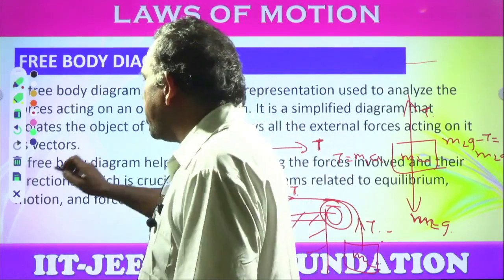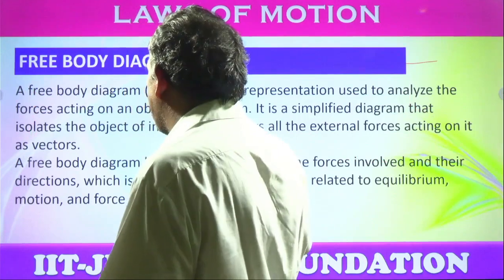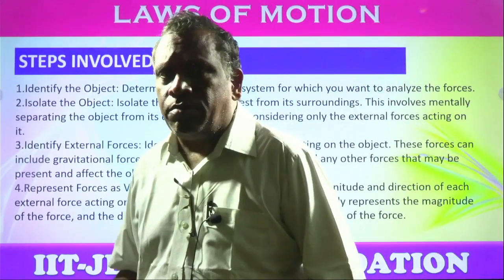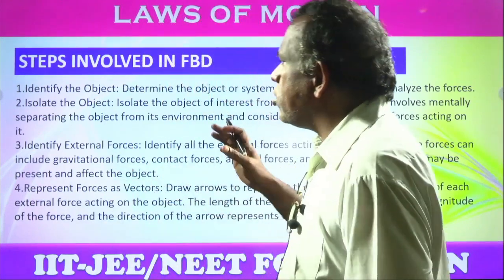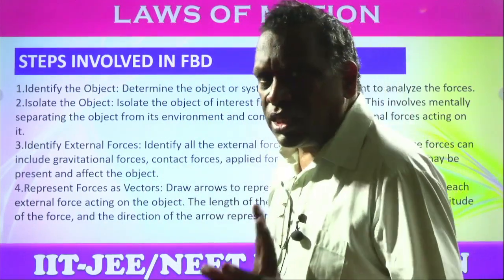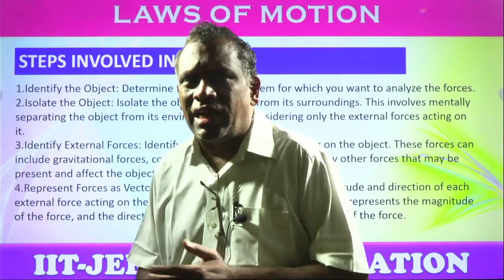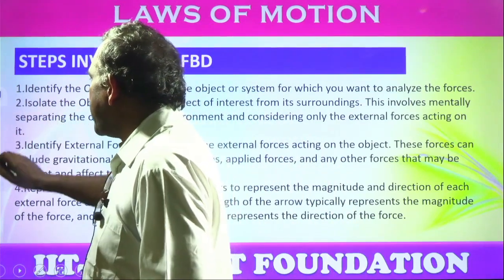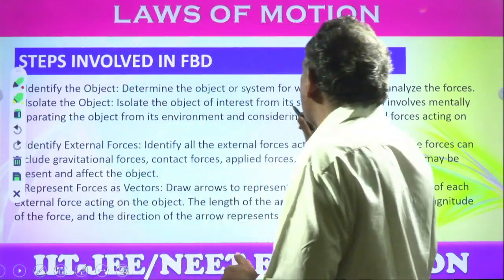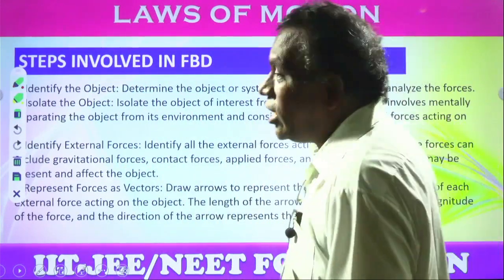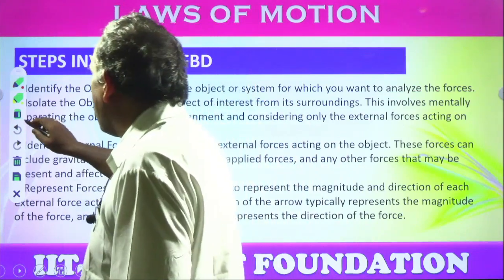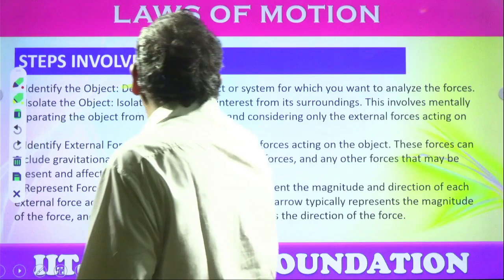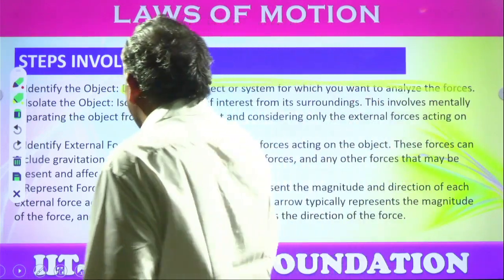Now the free body diagram, other important concepts. What are the steps involved in the free body diagram? The first step is to identify the object. For what body you want to draw the free body diagram, first you have to identify it. That identification is important. Determine the object or system whose forces you want to analyze. This is the first important statement.